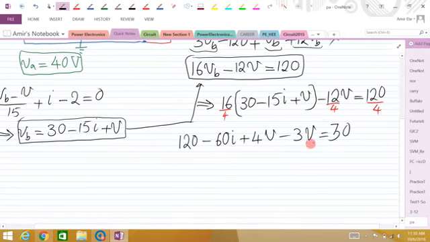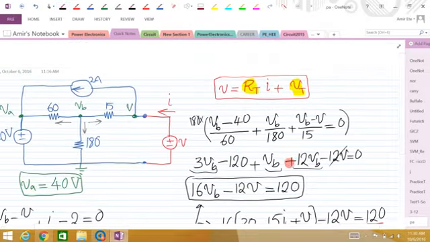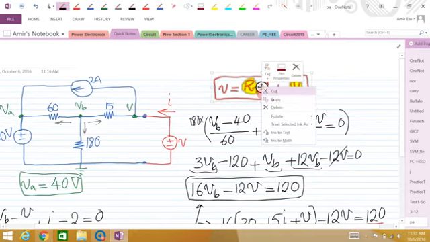So if I further simplify this, 4V minus 3V is V, and I move this to the right hand side, so it will be minus 90, and 60I to the right hand side is 60I. Alright, now I compared this equation with this. Let me copy it here.